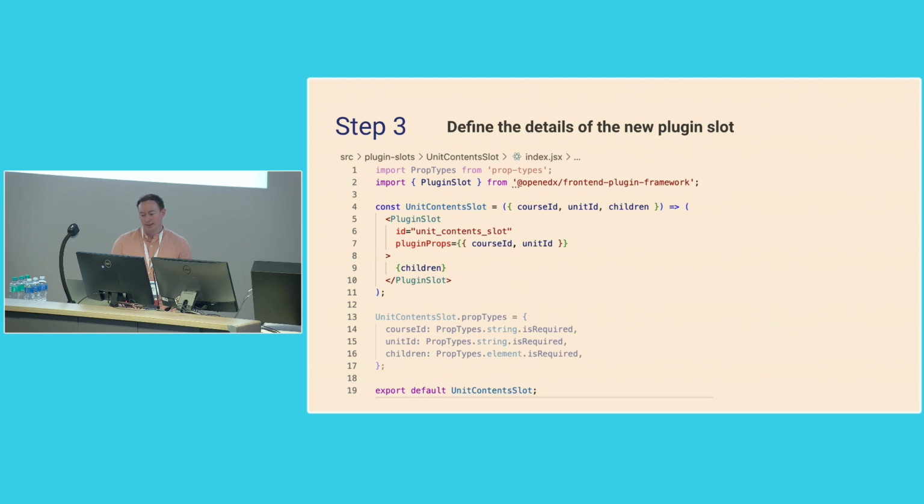So in this case, I think if you're creating a plugin that's part of the unit contents, it makes sense to have the course ID and the unit ID.